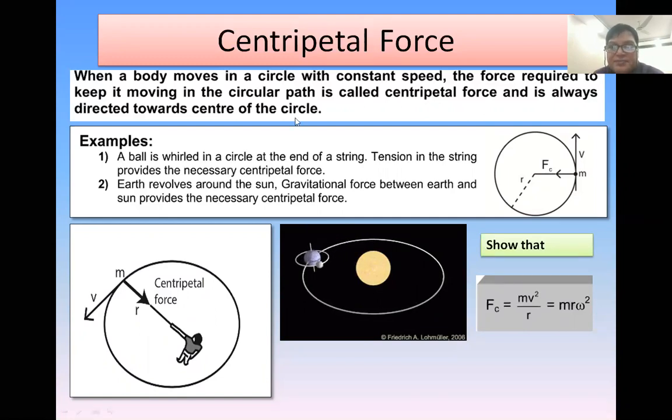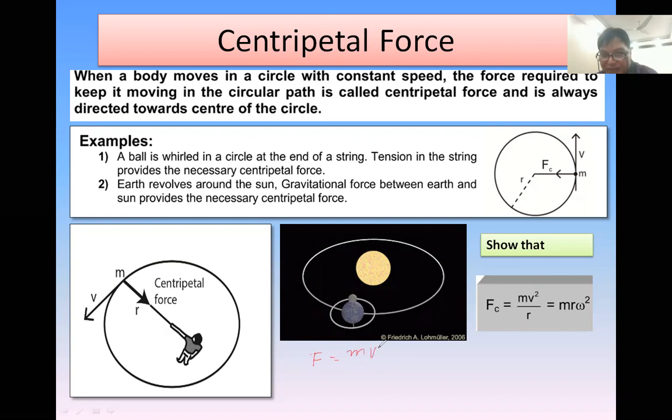Now its equation. There is no need to derive this equation. We will just use it in our numericals: mv squared over r. You have some experience of it in O levels as well.